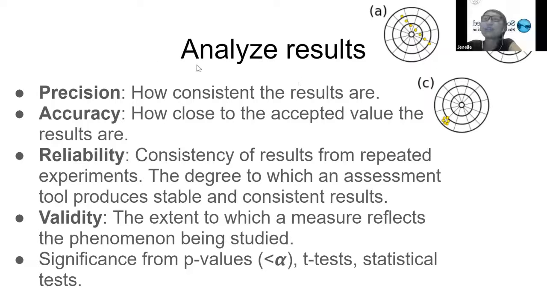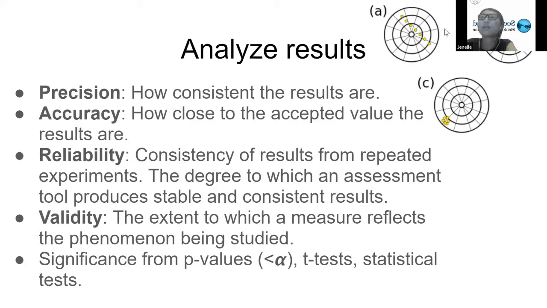So the next portion is that we are going to be analyzing results. And so when we're looking at our results, there are different terms that I feel like come up a lot on the psych soc and biochem section, which is precision, which is how consistent the results are, and then accuracy, how close to the accepted value the results are.